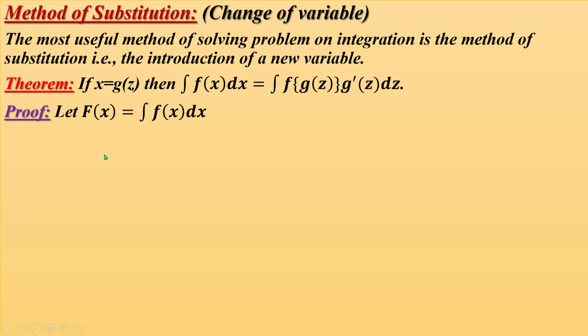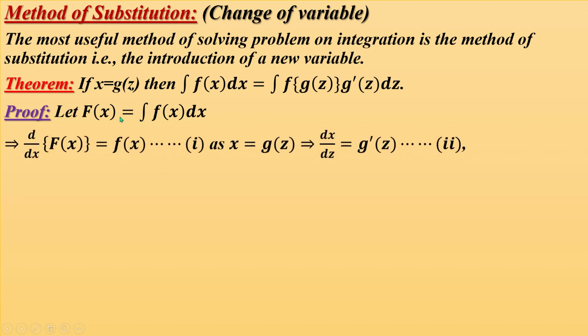Proof: let capital F of x equal the integration of small f of x dx. Now differentiating on both sides with respect to x, we get the derivative of capital F of x with respect to x equal to small f of x. This is equation number 1. Also given x is equal to g of z. Now differentiate this with respect to z, we get dx by dz, and the right side will be g prime z. This is equation number 2.